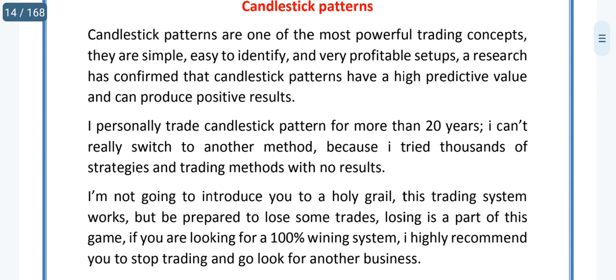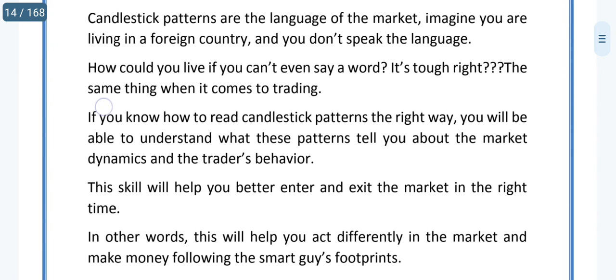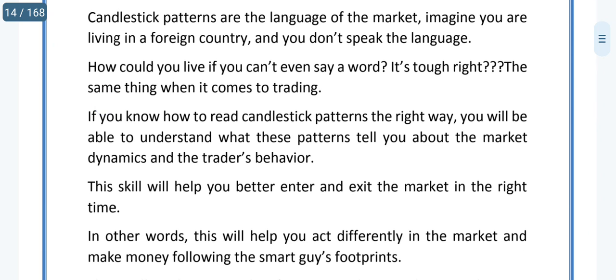Candlesticks are one of the most powerful trading concepts. They are very simple, easy to identify, and very profitable setups. Research has confirmed that candlestick patterns have a high predictive value and can produce positive results. Candlesticks are the language of the market.